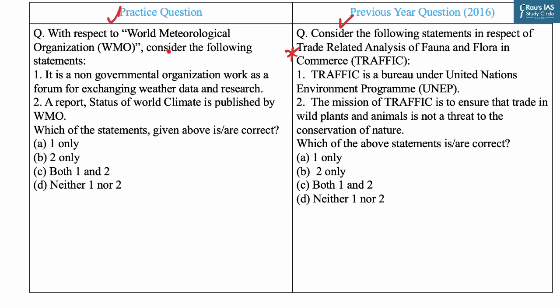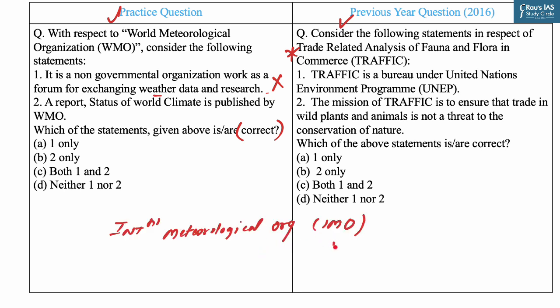Question says, with respect to World Meteorological Organization, consider the following statements. You have to identify the correct statements. Statement 1 says, it is a non-governmental organization which work as a forum for exchanging weather data and research. Now this statement is incorrect, as WMO originated from the International Meteorological Organization, that is IMO, which was a non-governmental organization, that is an NGO. It was founded in the year 1873 as a forum for exchanging weather data and research.